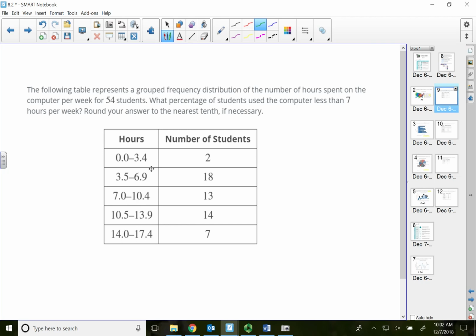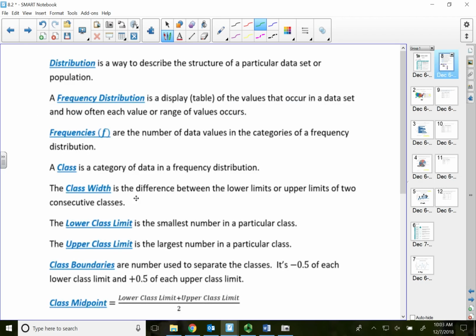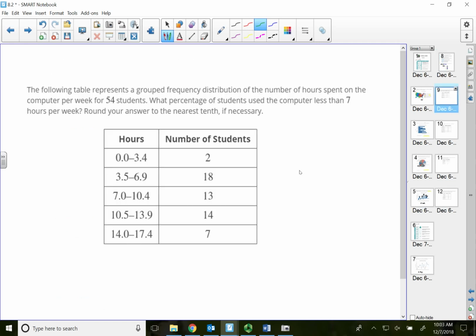So upper class limit is the highest value of each class. So that would be 3.4, 6.9, 10.4. What is considered as a class width is the subtraction between the lower class limit or the upper class limit of 2 consecutive classes.